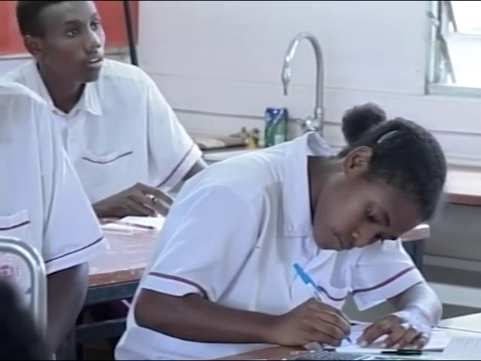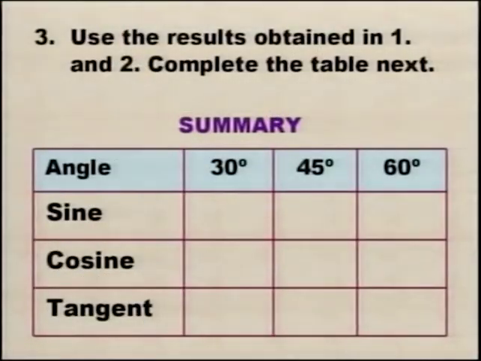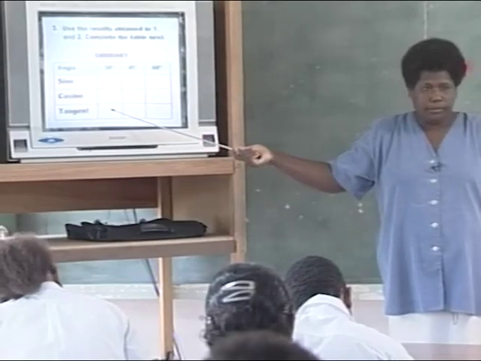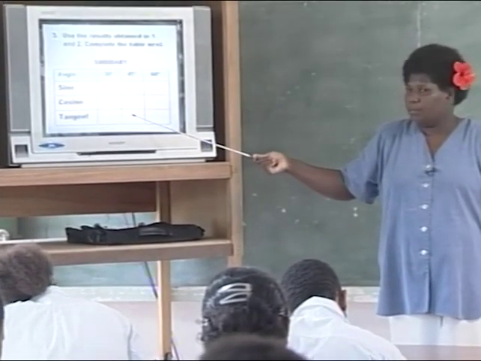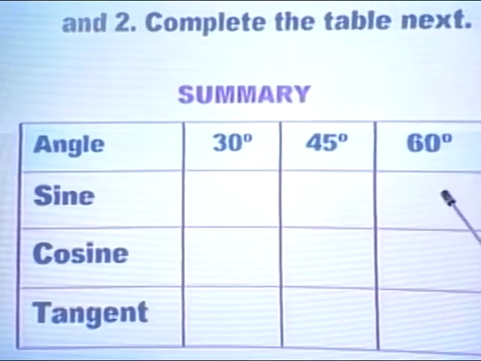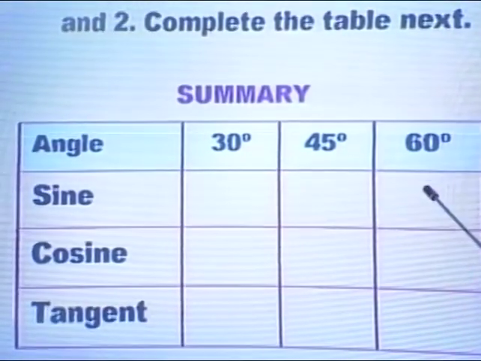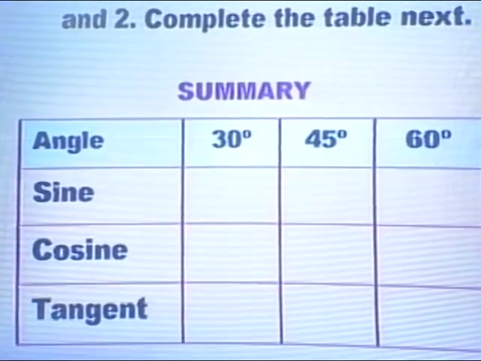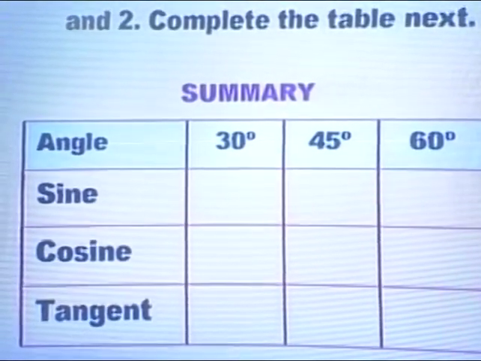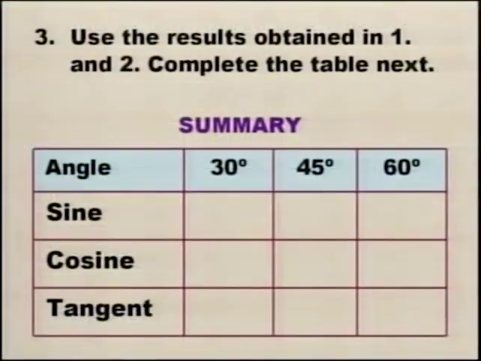Okay, you should have in this space a half, root 3 on 2 and 1 over root 3. Here 1 over root 2, 1 over root 2 and 1. Here root 3 on 2, a half and root 3. You ready to move on? Okay, next.